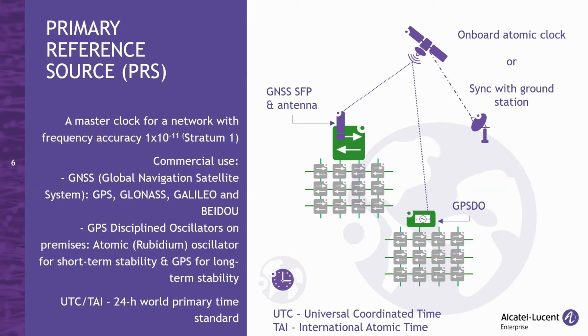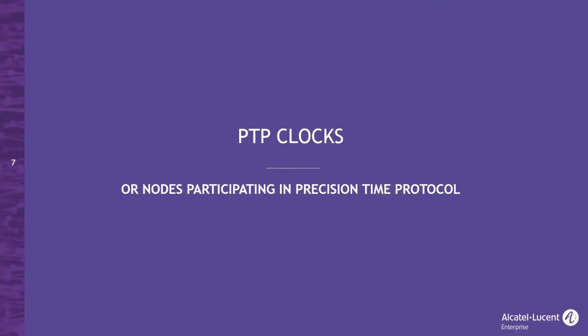Besides having an oscillator on premises acting as a grandmaster clock, it is also possible to install an SFP with built-in GNSS support in one of the network nodes. The network node will then become a grandmaster clock for the network. Let's take a look now in more detail at the different PTP clocks in the network.